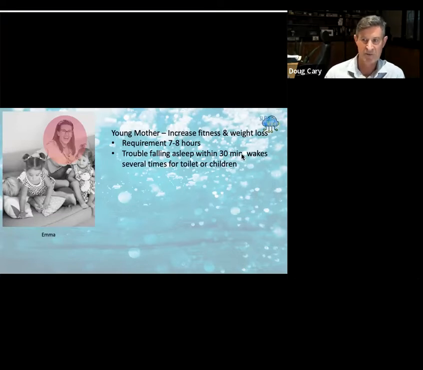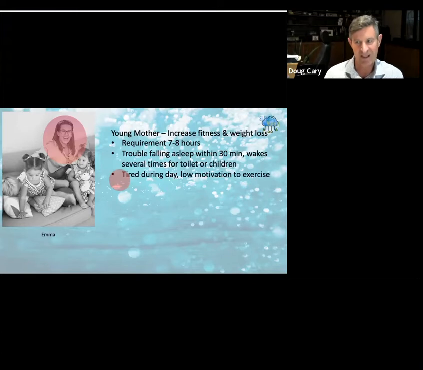But then she has other issues where she's waking several times, once for toileting. She has stress incontinence or urge incontinence in regards to her bladder function, and all the children are waking her up for different demands as well. The result of that is she's feeling tired during the day. If we're trying to get her to exercise, you don't feel motivated to exercise if you're feeling tired. So for her to increase her fitness, we need to address the sleep for that reason. But also, because of her short sleeping or her disrupted, fragmented sleep, she's got another issue where she's making some poor food choices.